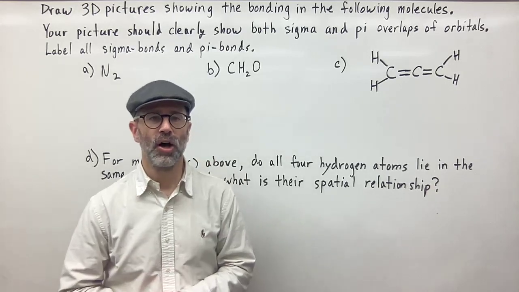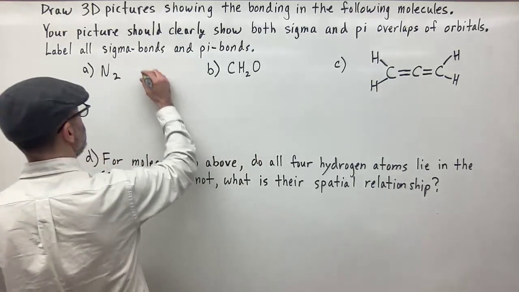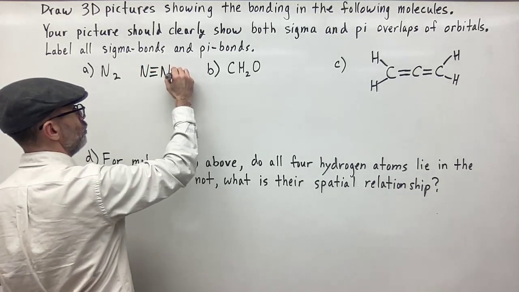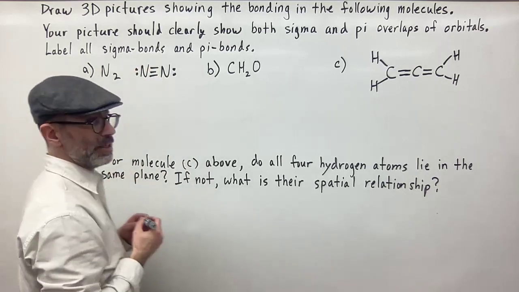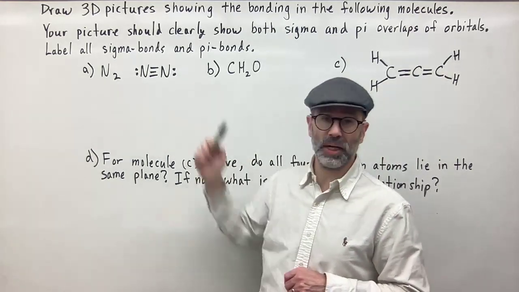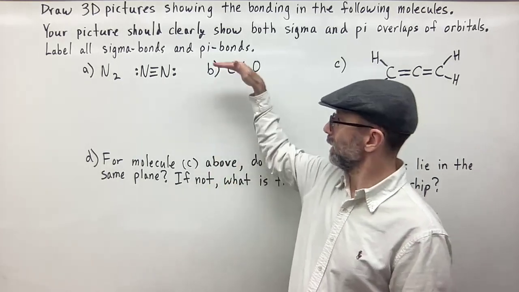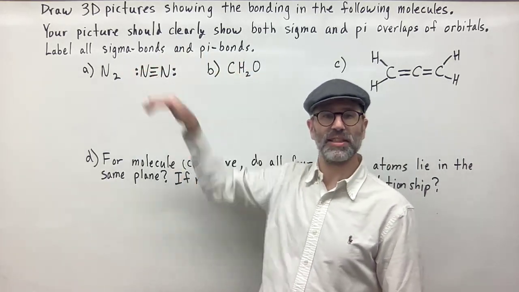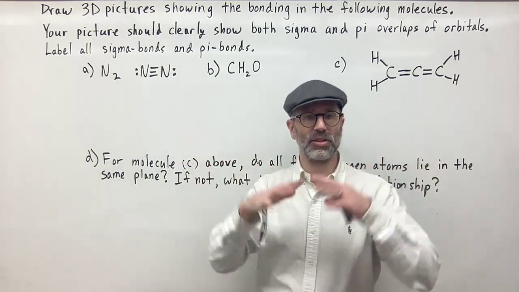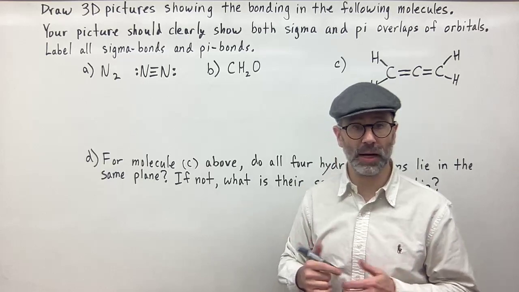Okay, let's get started. For letter A, we've got N2. So we need to know the Lewis structure for that. If we draw the Lewis structure, you'll get this. And so right away from the Lewis structure, you can see that the bonding between the two nitrogens is 3 bonds. One of those bonds is going to be along the axis. We call that a sigma bond. The other 2 bonds are going to be outside the axis. They're going to be overlapping of orbitals on the outside of the axis, and we call those the pi bonds.